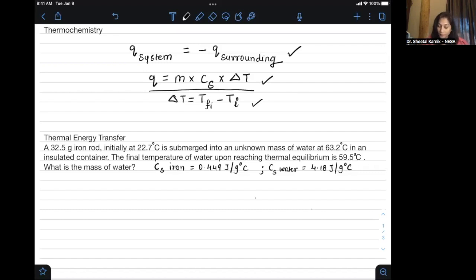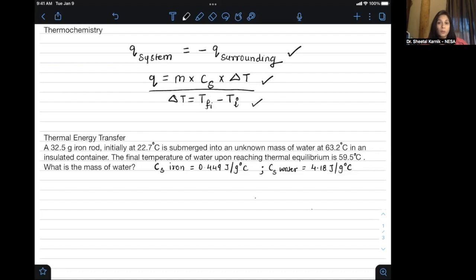Here you see a 32.5 gram iron rod initially at 22.7 degrees Celsius is submerged into an unknown mass of water at 63.2 degrees Celsius in an insulated container. The final temperature of water upon reaching thermal equilibrium is 59.5 degrees Celsius. What is the mass of water? The specific heat capacity of iron is 0.449 joules per gram degree Celsius, and the specific heat capacity of water is 4.18 joules per gram degree Celsius.